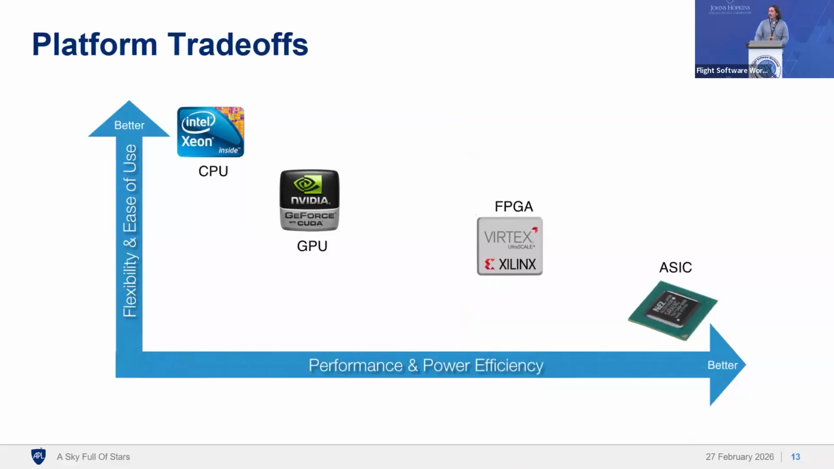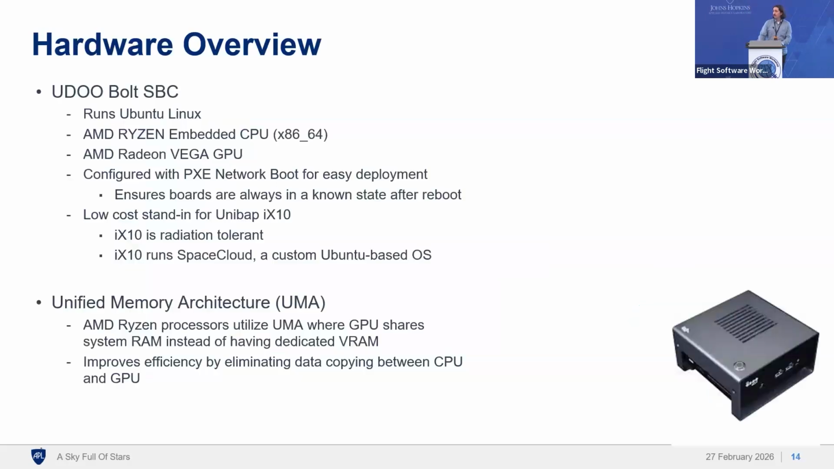So now we get to talk about stuff because we're at the flight software workshop. So we've got our regular flexibility, ease of use, performance, power, efficiency trade-offs between a CPU, GPU, FPGA, ASIC, but I think there's a bit of technology that's been developed that can sort of push GPUs up on that flexibility and ease of use. That's sort of what we've been exploring.